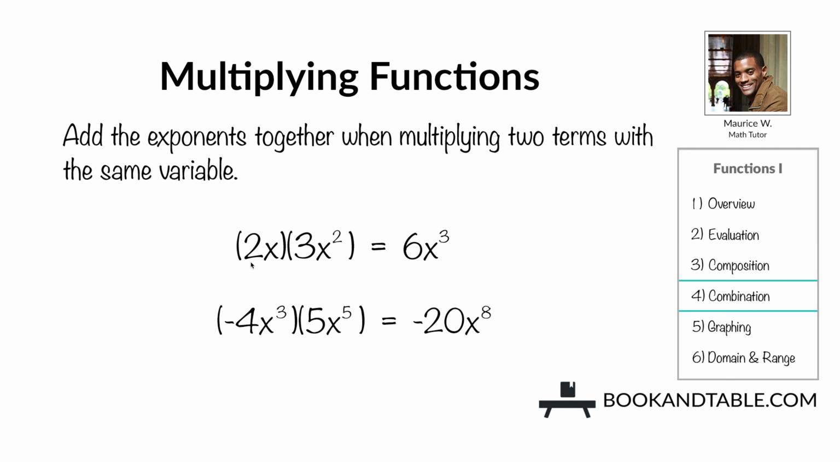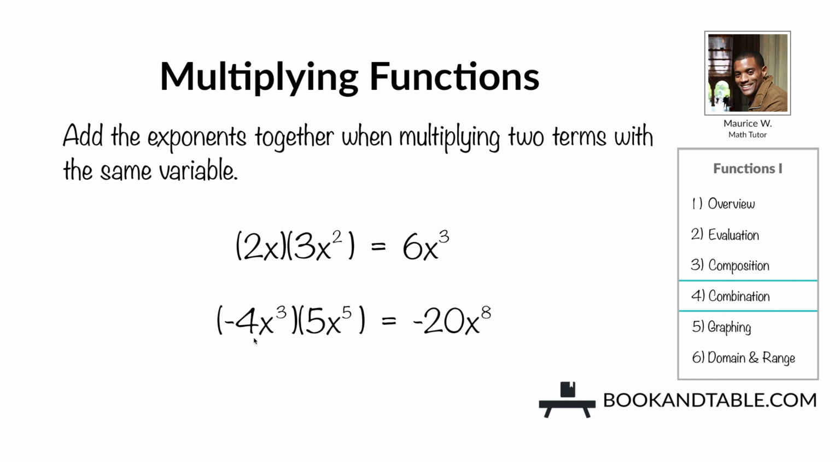So let's say we had 2x times 3x squared. For addition and subtraction, the x's would need to have the same exponent, but for multiplying that is not the case. So here, this x has an exponent of 1, and in this term, this x has an exponent of 2. So when we multiply them, we add together the exponents for the x, which would be 1 plus 2 would give us 3. We multiply the coefficients the way we normally would. 2 times 3 gives us 6. So we see 2x times 3x squared is 6x cubed.